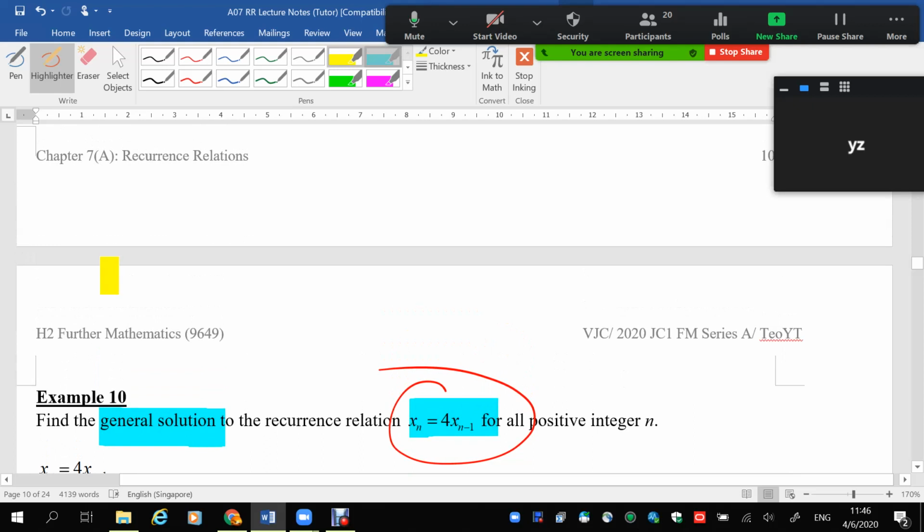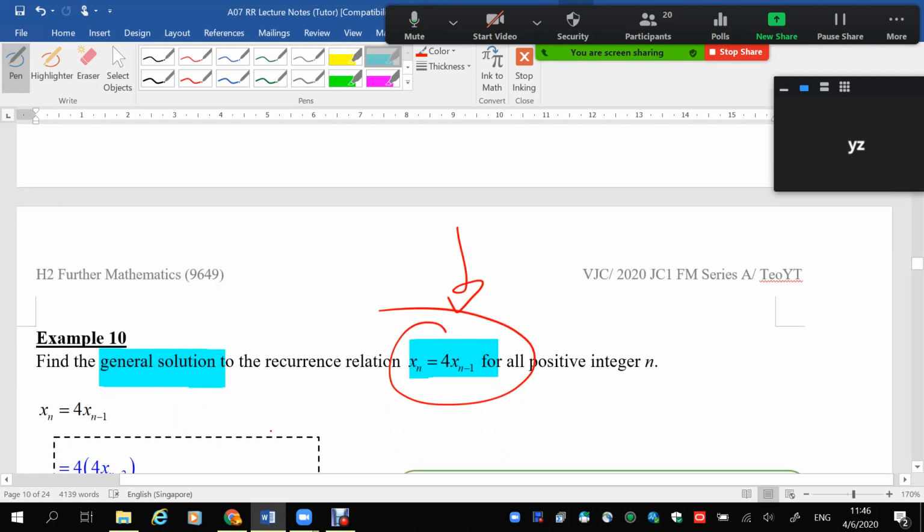One is find or show a solution. This time around I want a general solution. It will work for all positive integer n. So what I need to do next is, again, my start point must be my recurrence relation. This is my start point. xn is equal to 4 x subscript n minus 1. Then I'm going to operate on my n minus 1.